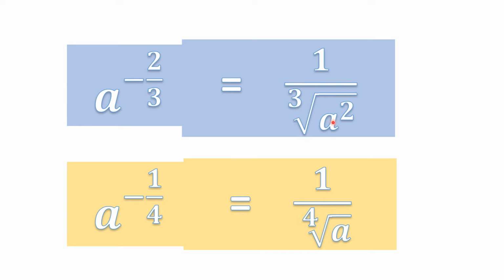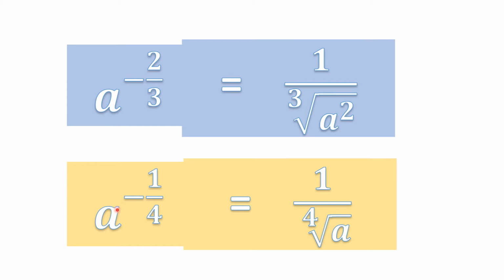Cube root of a square is in the denominator. So 1 by cube root of a square. So a raised to minus 2 by 3 means 1 by cube root of a square. So whatever we studied until now, we applied all of that on this number, right?